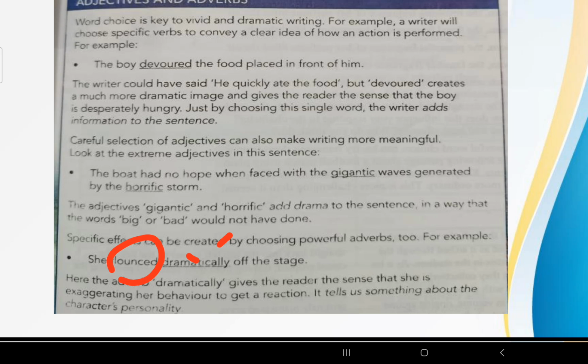So the word flounce is also one such word that creates a picture in the mind of the reader. When you use this word, basically you are trying to achieve a certain effect, you are trying to convey a certain message about the character that you have in that text or in that story. So all these words are conveying a message.